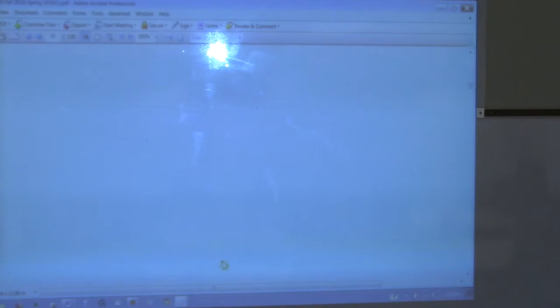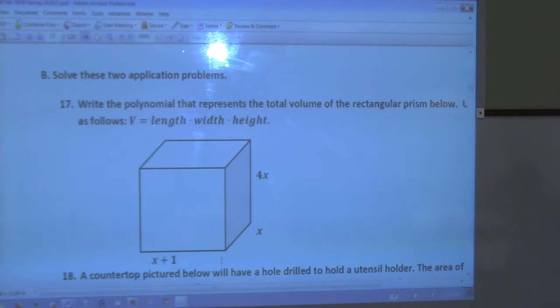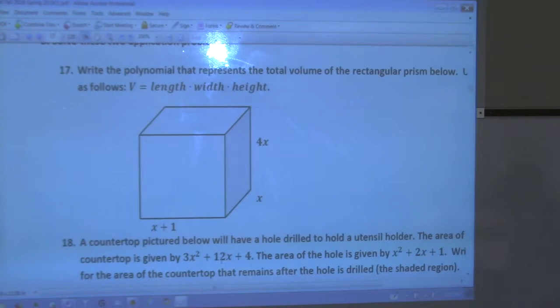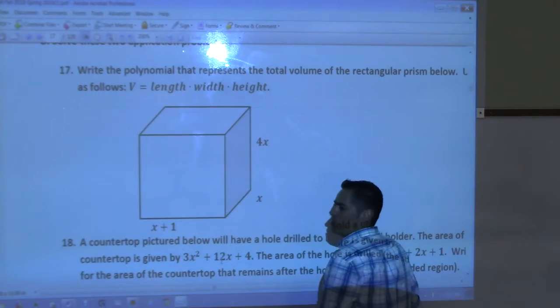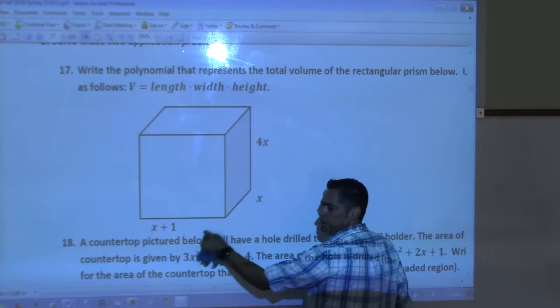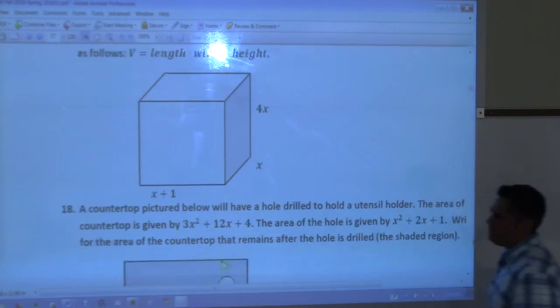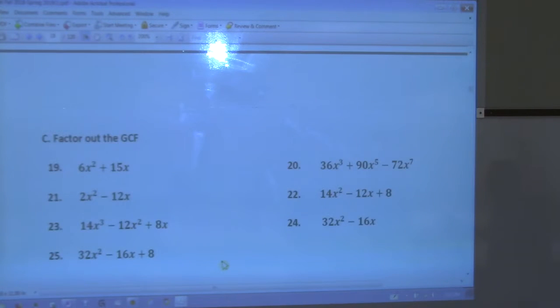We are going to change gears pretty dramatically now. There's all the homework. Oh, hey, we didn't talk about volume. This word problem here. They ask you to find the volume of this box, and they tell you that the volume is length times width times height. So if I was looking for the volume, I'd have to multiply this times this times this. I'll be interested to see how you do with that factor.